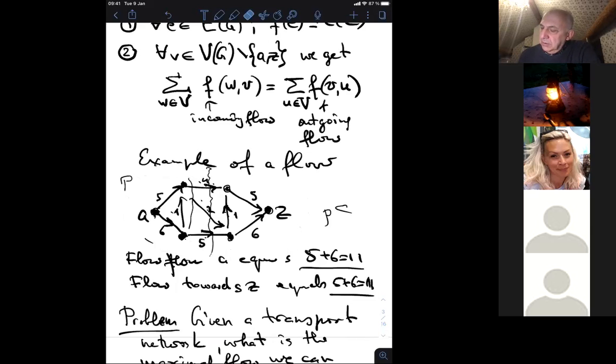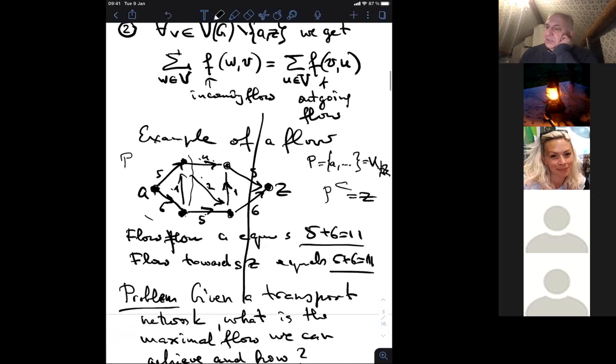And now my new cut would be the following thing. If I cut it like this, my P complement would be just Z, the sink, and my P would be the rest of the vertices. I forgot what the names are. So everything except Z. P would be the vertices minus Z. So the capacity of this cut is exactly 11. It's just 5 plus 6.